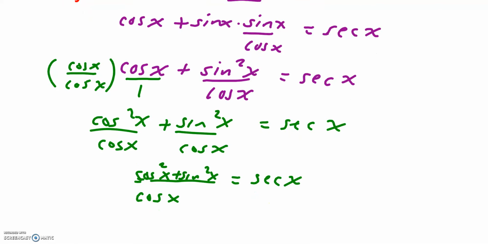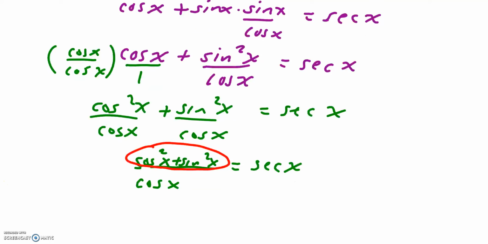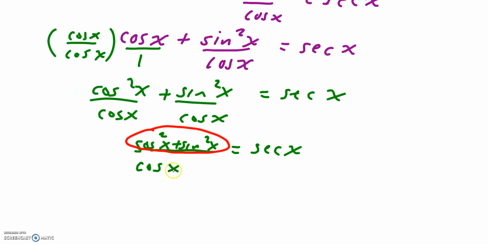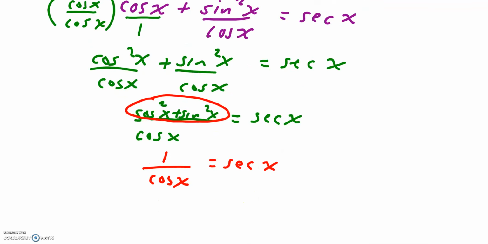And at this point, I hope that some of you are going, aha, sine squared theta plus cosine squared theta, or x, is 1. So this is an identity and can be replaced with just 1 over cosine of x. Does that equal secant of x? Well, are cosine and secant reciprocals? Yes, they are. 1 over cosine is the same thing as secant, and so I get that both sides equal secant of x. So check, I have verified the identity. These Pythagoreans, quite useful, I have to say.